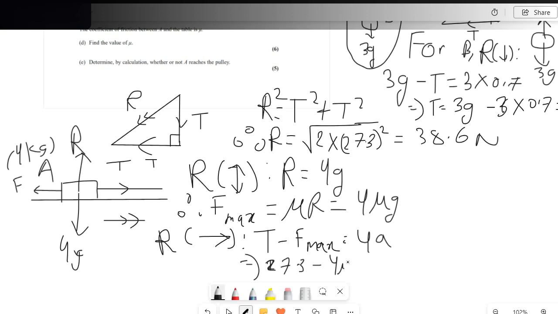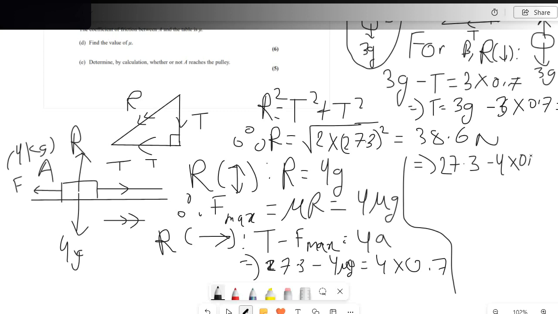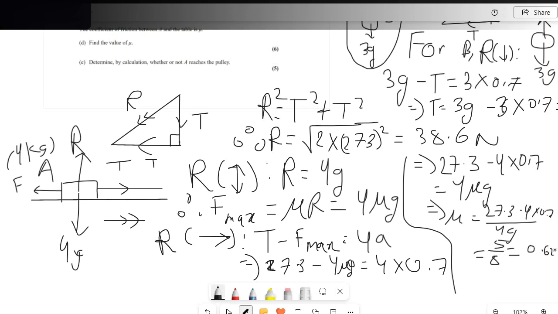F max was 4 mu g, which is equal to 4 into acceleration, which was 0.7. So we can rearrange for the symbol of mu. 27.3 minus 4 into 0.7 is equal to 4 mu g. Therefore mu is equal to 27.3 minus 4 into 0.7, divided by 4g, and the value of mu is 5 by 8 or 0.625, and this is the value of mu.